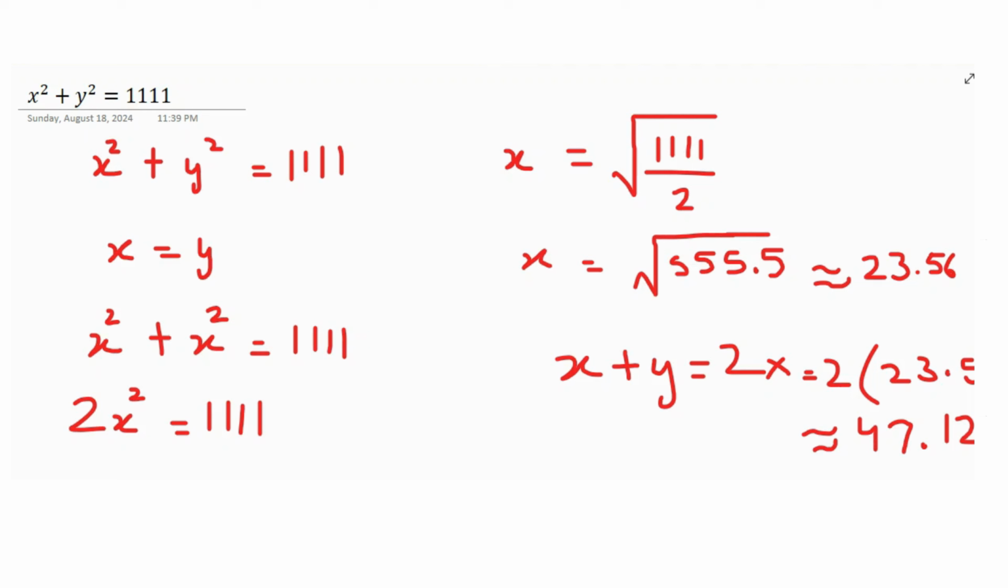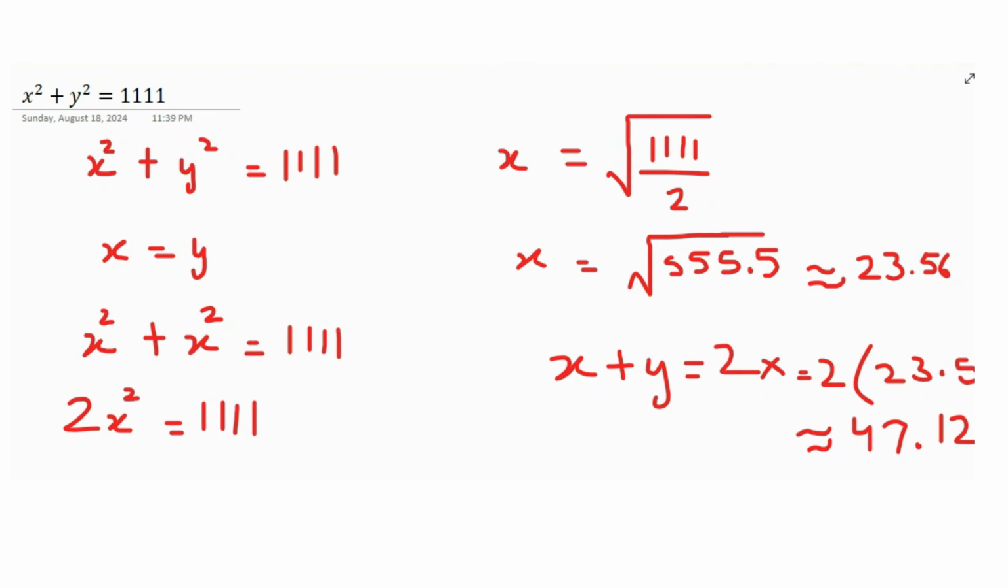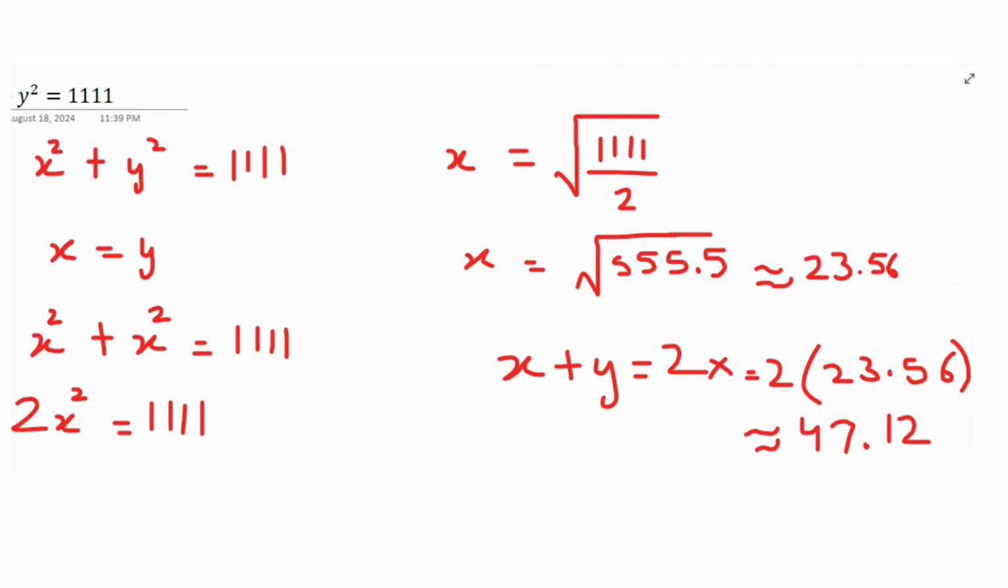Now, if you have to verify the solution, what would you do? You can square 23.56, and when you add it twice, you see it would be approximately equal to 1111. So this is how you would solve this Olympiad question.